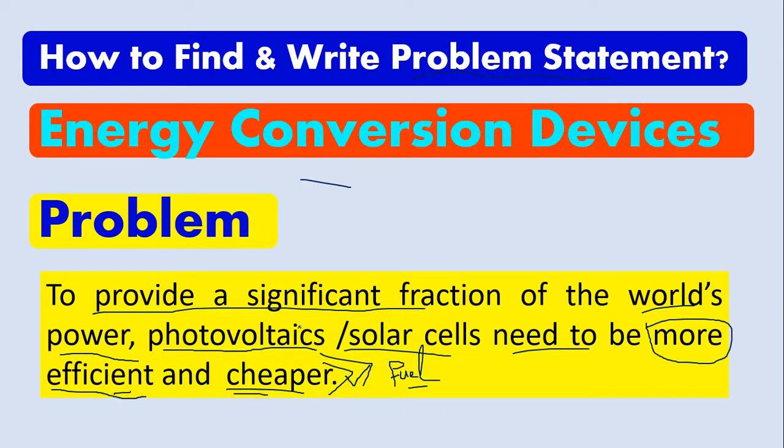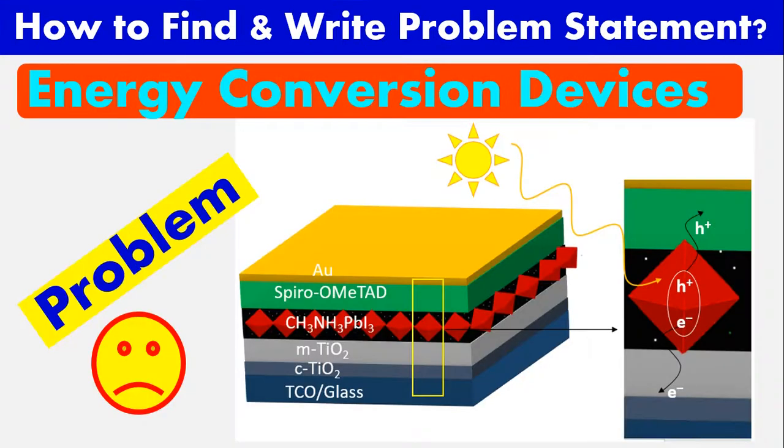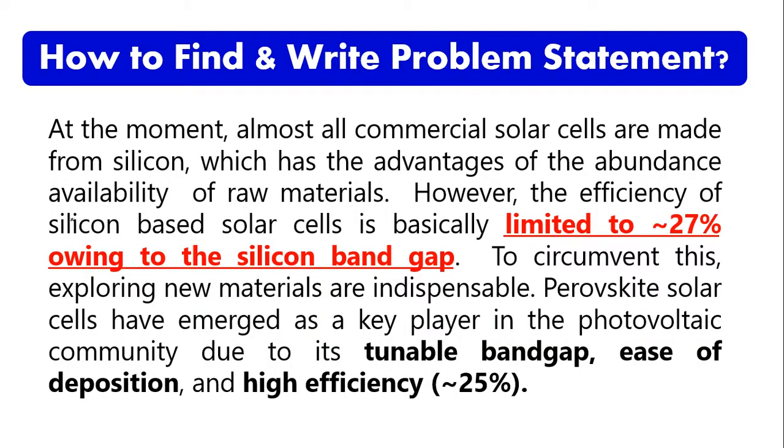So we know that fossil fuel creates a problem for the world, for the globe. So we need renewable energy, but renewable energy has a problem. Meaning they are less efficient and they are expensive. So it is a problem. So this, you see, this is a problem. And I will explain now how to write a problem for this study, right?